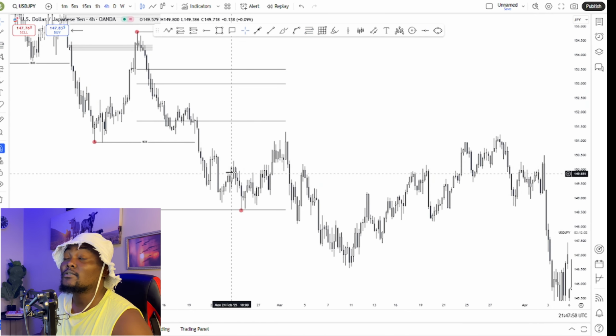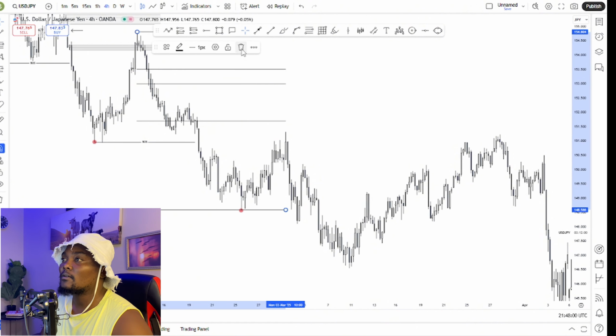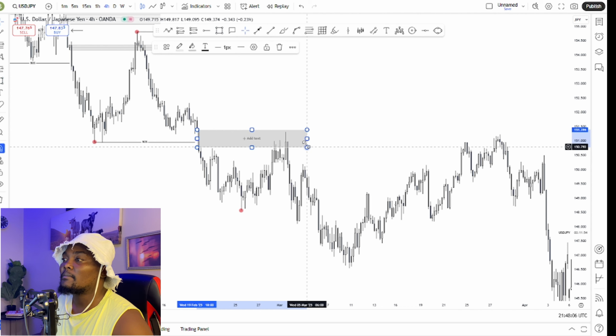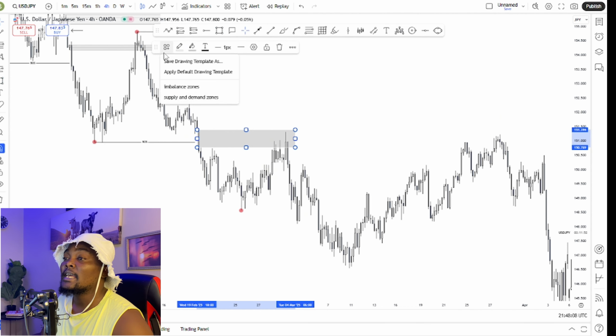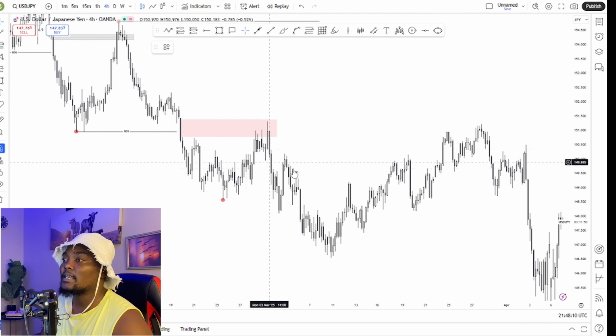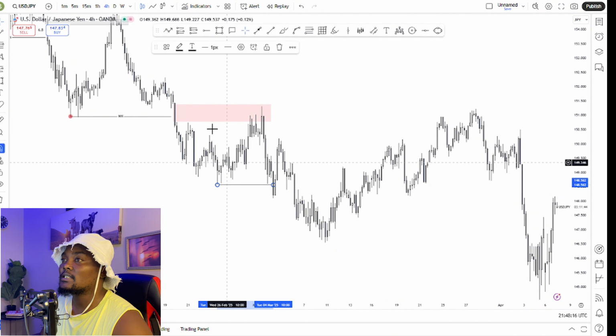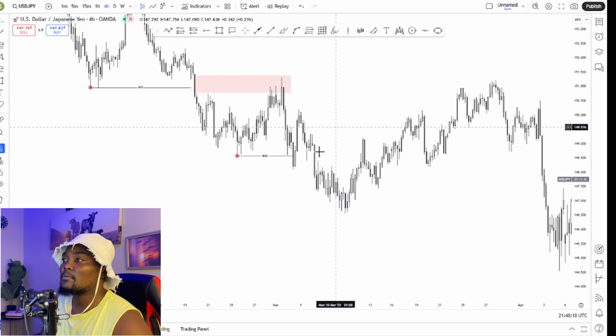As you can see, we failed to tap into areas of interest, but what we did is that we filled this imbalance here. So let me just use a different color for the imbalance. So to fill the imbalance, then we sold off. So this is the imbalance area. Then we took out the low, just because we take out lows if we are looking for selling opportunities. So break of structure within this point.